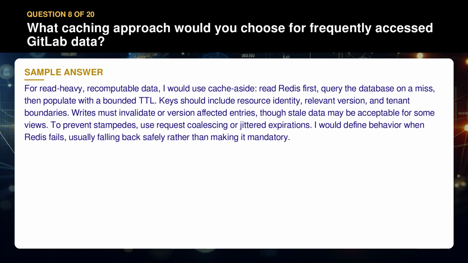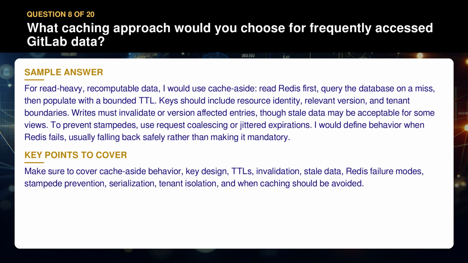To prevent stampedes, use request coalescing or jittered expirations. I would define behavior when Redis fails, usually falling back safely rather than making it mandatory. Make sure to cover cache-aside behavior, key design, TTLs, invalidation, stale data, Redis failure modes, stampede prevention, serialization, tenant isolation, and when caching should be avoided.